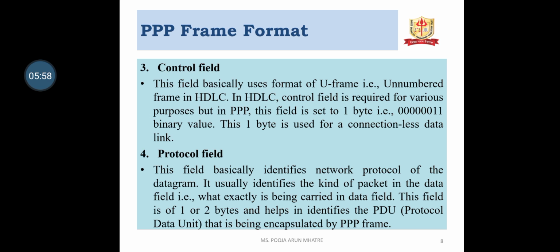Next is the protocol field. This field basically identifies the network protocol of the datagram. It usually identifies the kind of packets in the data field, that is, what exactly is being carried in the data field. This field is of 1 or 2 bytes and helps in identifying the PDU, that is the protocol data unit, that has been encapsulated by the point-to-point frame format.